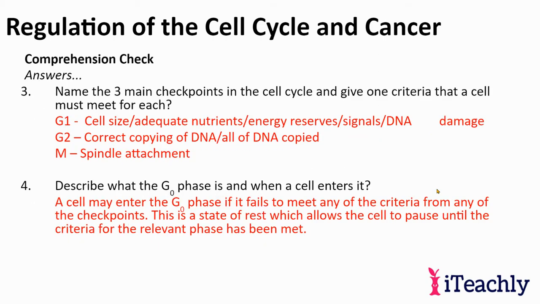Here are the three checkpoints. Name the three main checkpoints in the cell cycle and give one criteria that a cell must meet for each. So there they are. Describe what the G0 phase is and when a cell enters it. So a cell may enter the G0 phase if it fails to meet any of the criteria from any of the checkpoints. This is a state of rest which allows the cell to pause until the criteria for the relevant phase has been met.